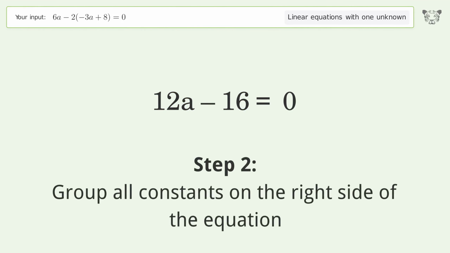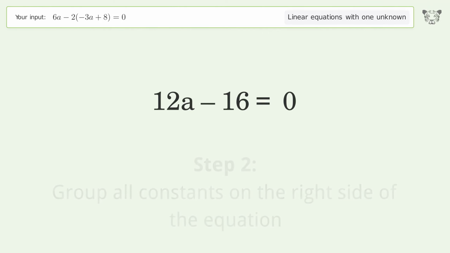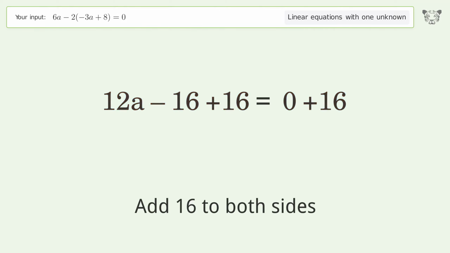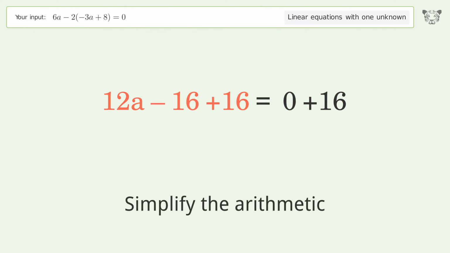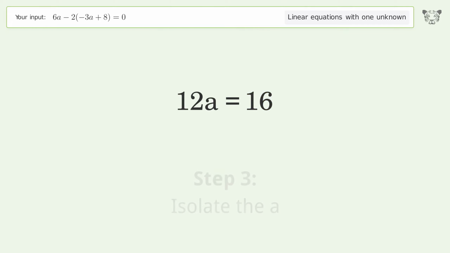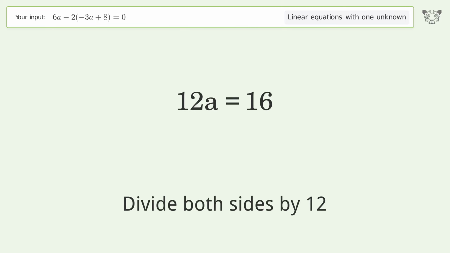Group all constants on the right side of the equation. Add 16 to both sides. Simplify the arithmetic. Isolate the a. Divide both sides by 12.